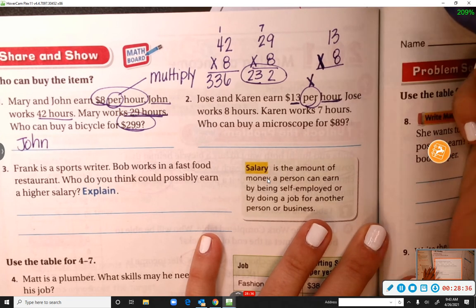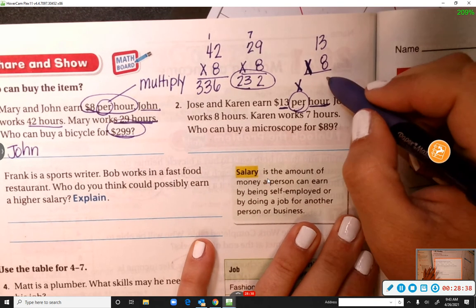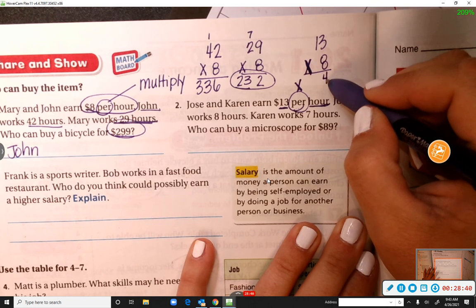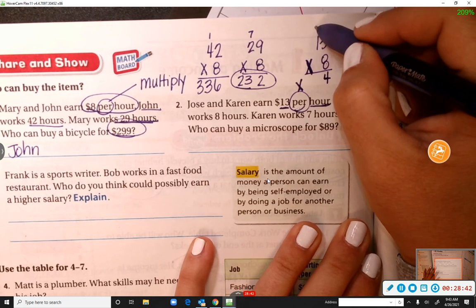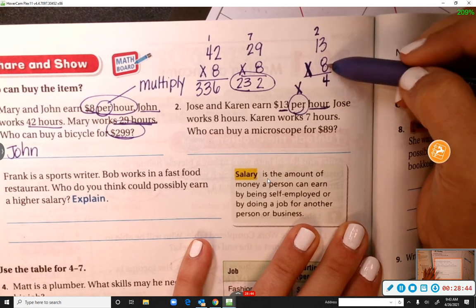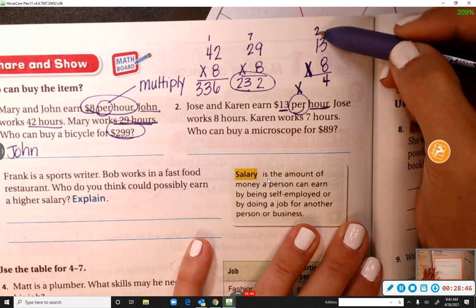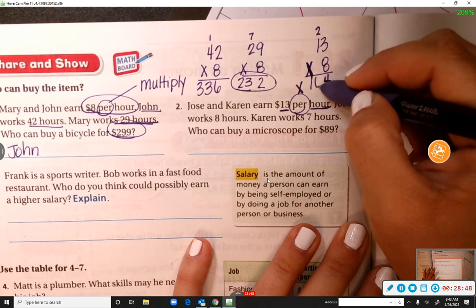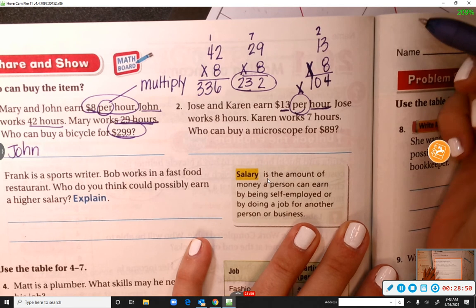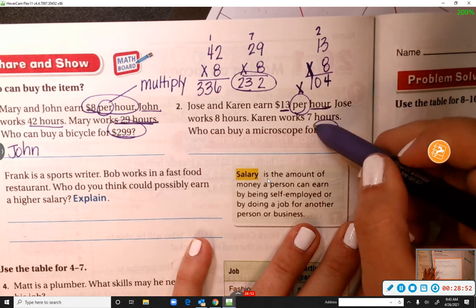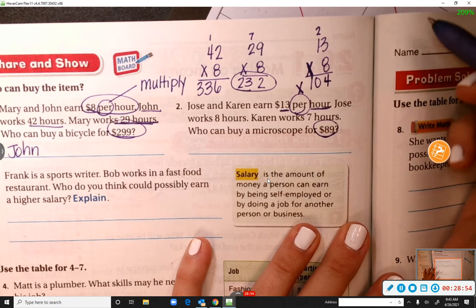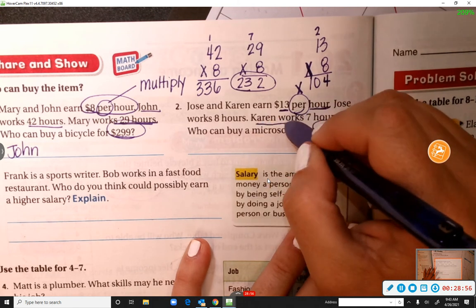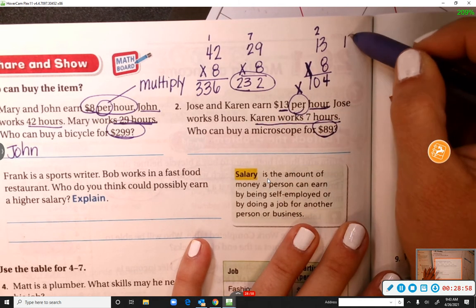3 times 8 is 24. Good. So the 4 goes down, 2 goes up. 8 times 1 is 8, plus 2 is 10. Good. Will Jose have enough to buy the microscope? Yes. Okay, now let's do Karen. Karen works for 7 hours.